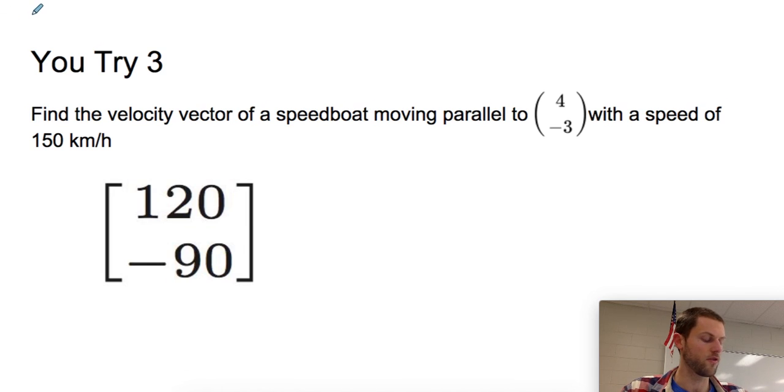All right, and here is my velocity vector. It's <120, -90>. Let's take a break for this video, and when we come back, we're going to talk about constant velocity problems.